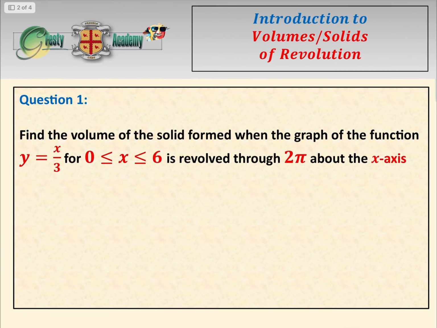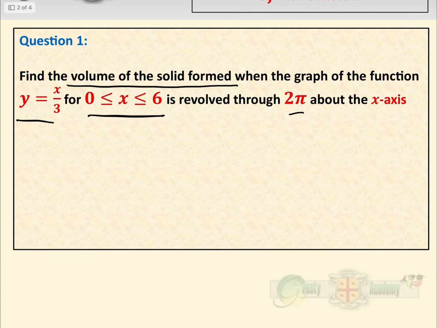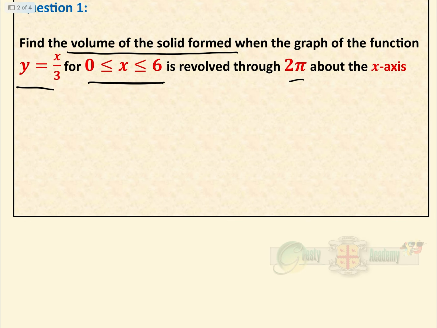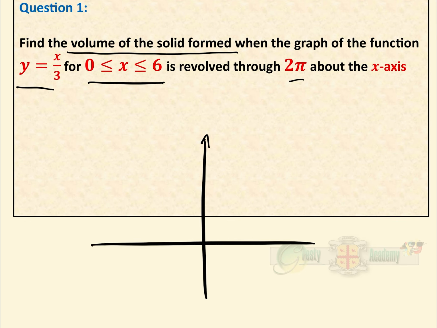This is the most common type of question. Find the volume of the solid formed when the graph of the function y equals x over 3, for x between 0 and 6, is revolved through 2 pi about the x-axis. What are they going on about? Well, let's have a look at our xy axes. Here is the x and here is the y. y equals x over 3 is basically that.